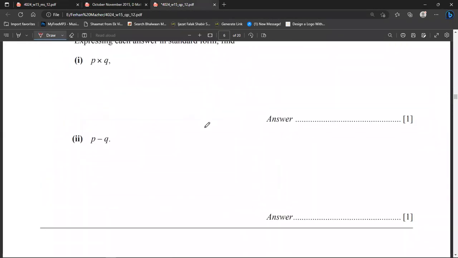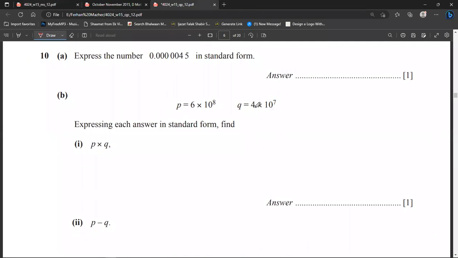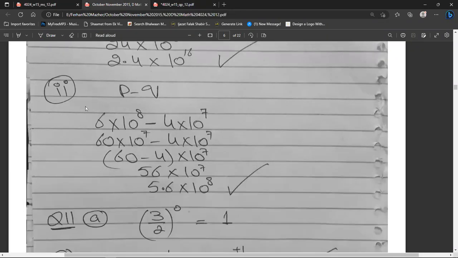Okay. Now the second part of B is P minus Q. So you have to subtract them. For 6 times 10 to the power 8 minus 4 times 10 to the power 7, I will move the decimal one step to the right. I will make it 60, and this power will decrease by 1, so it will become 10 to the power 7. Now the 10 to the power 7 is the same in both terms, so I will take 10 to the power 7 common. In the bracket I am left with 60 minus 4. 60 minus 4 is 56. So that will become 56 multiplied by 10 to the power 7.